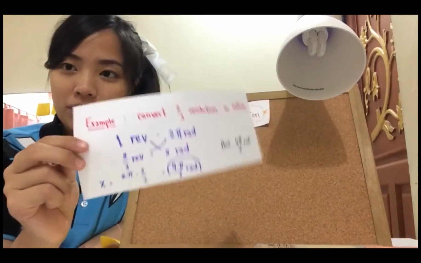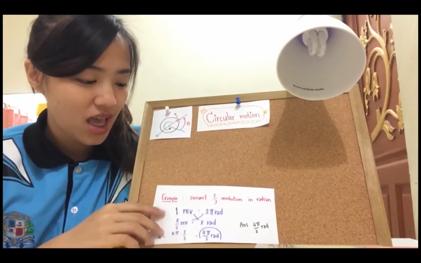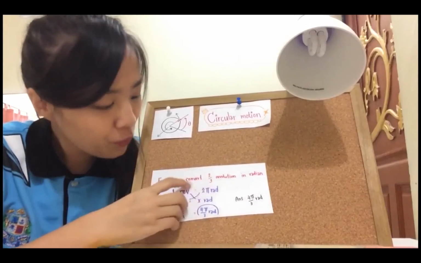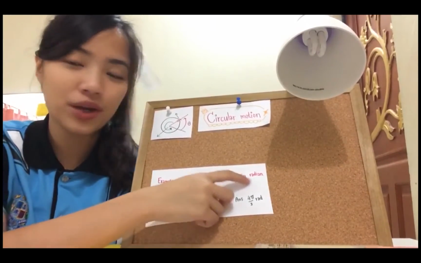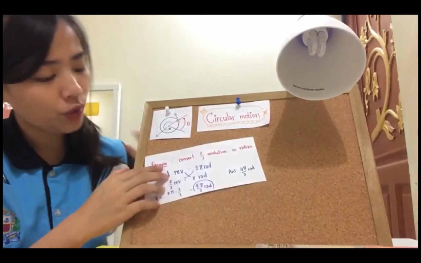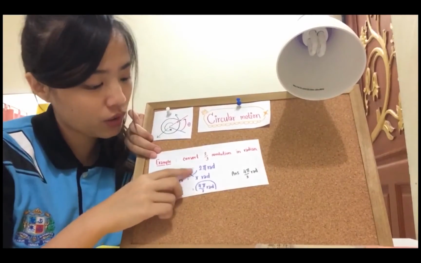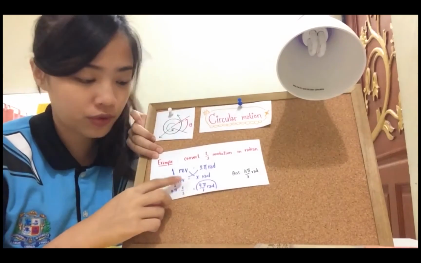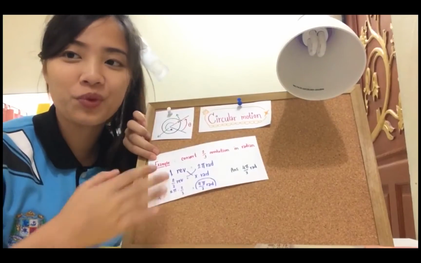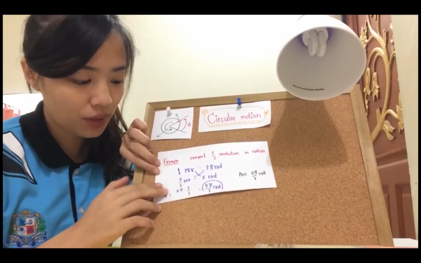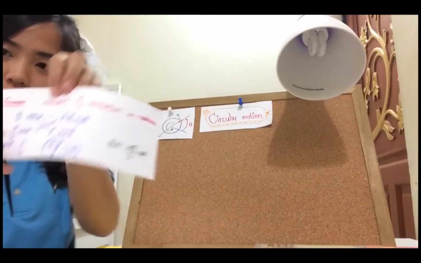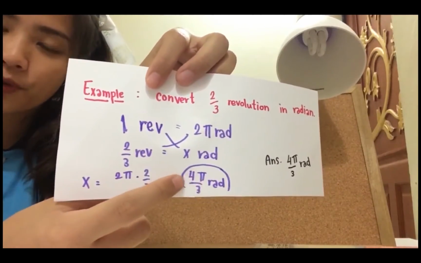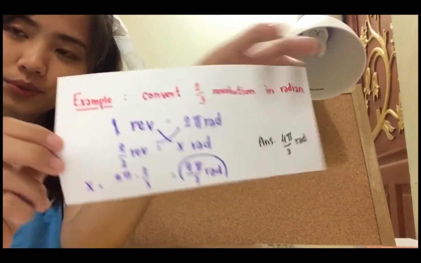This one is solved by me. Convert 2/3 revolution in radian. We know that 1 revolution equals 2 pi radian. So what is 2/3 revolution? Equals x radian. This time 2 pi times 2/3, and we got 4 pi/3 radian.